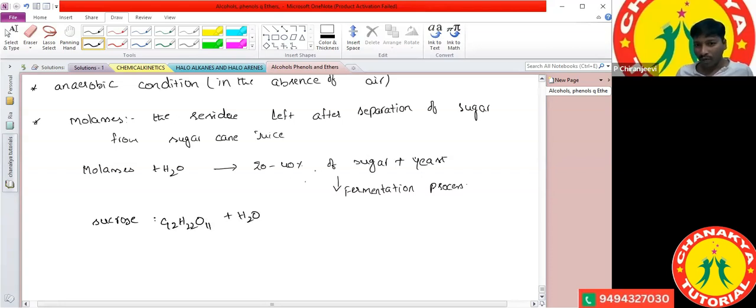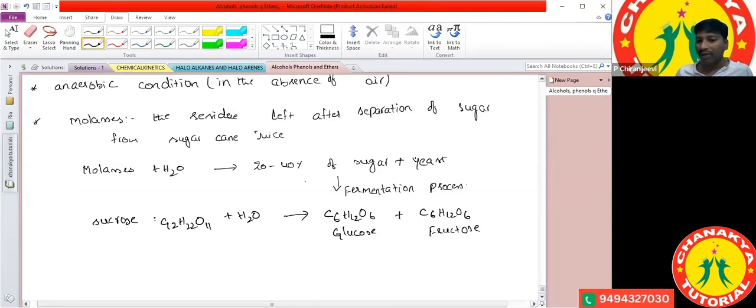So that is what I told now: to molasses we are adding water. Molasses contains 20 to 40% of sugar, present in the form of sucrose. After adding the water, it is converted into glucose and fructose. What is the molecular formula of glucose? C6H12O6. Plus, what is the molecular formula of fructose? C6H12O6. One is called glucose, another one is called fructose.